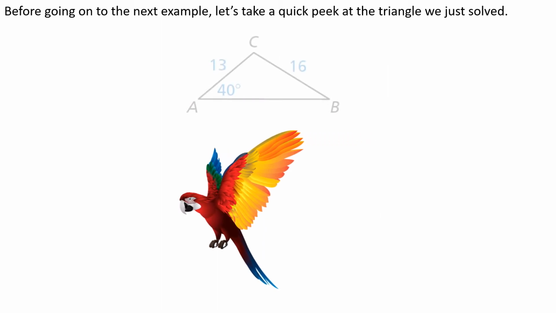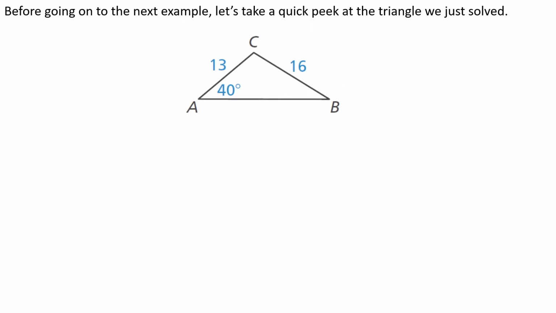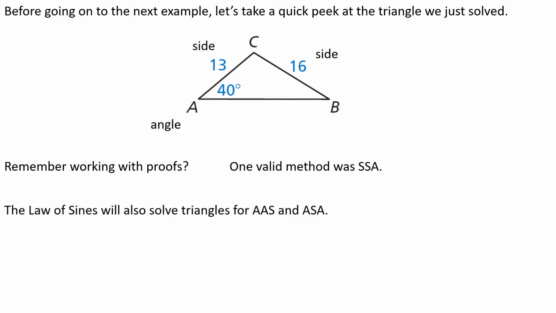Okay, now if you think back to when we were taking geometry, and we had a triangle like this, and we were doing proofs, this is side, side, angle, right? We have a side of 16, a side of 13, and an angle of 40 degrees. The law of sines will also solve triangles if it's angle, angle, side, or angle, side, angle. Those are the three options that we have where the law of sines will save the day.